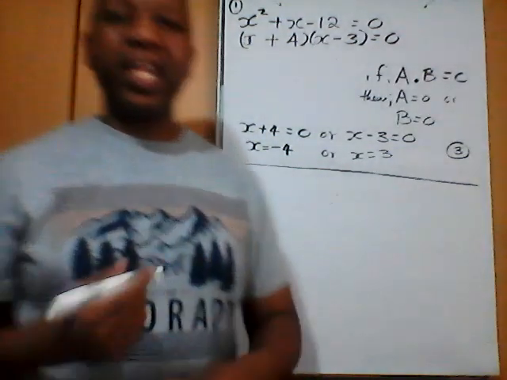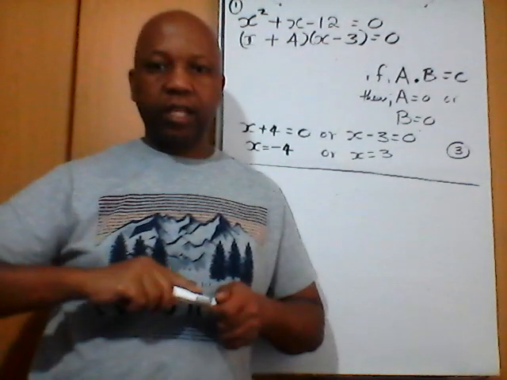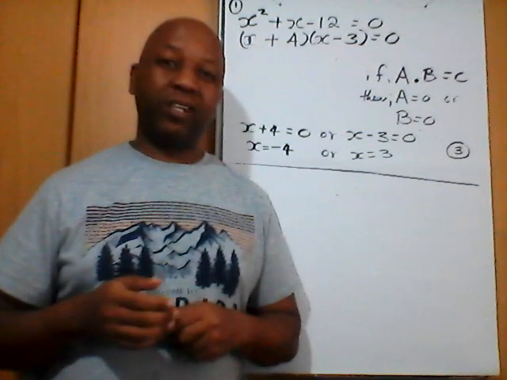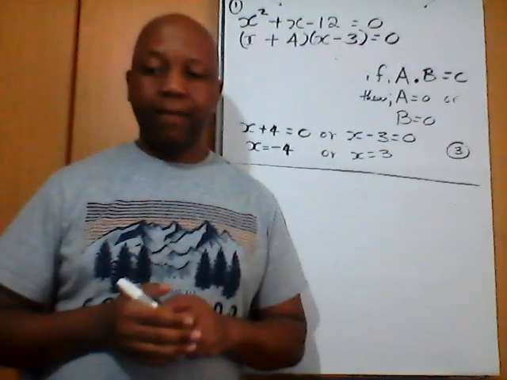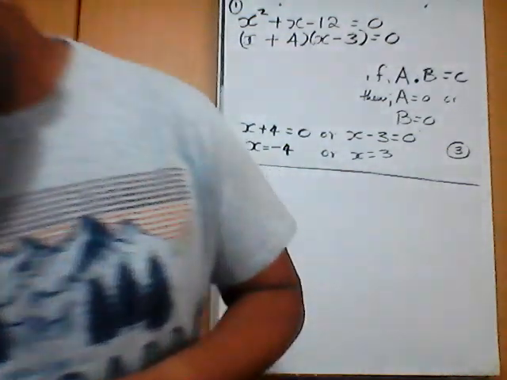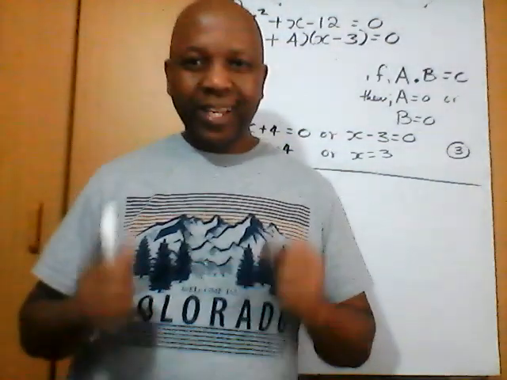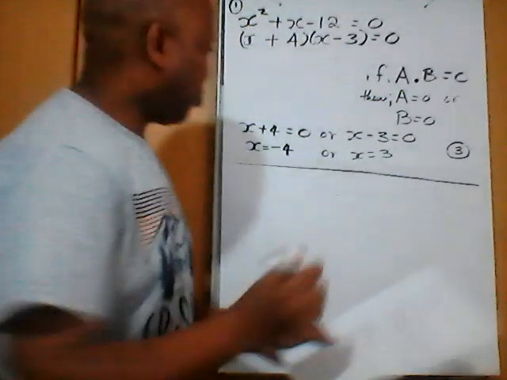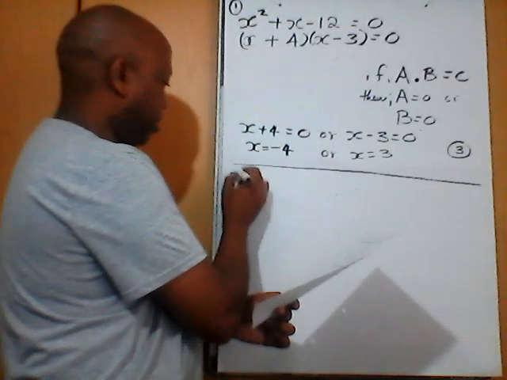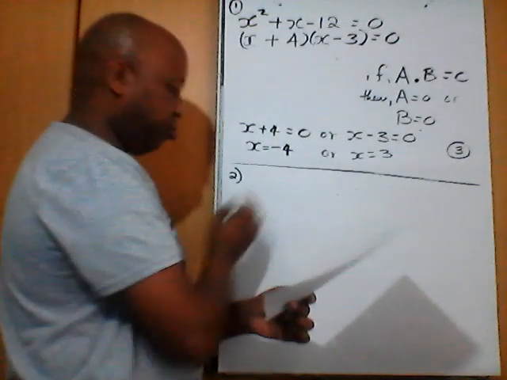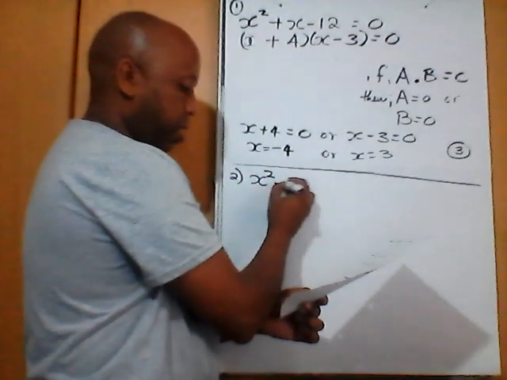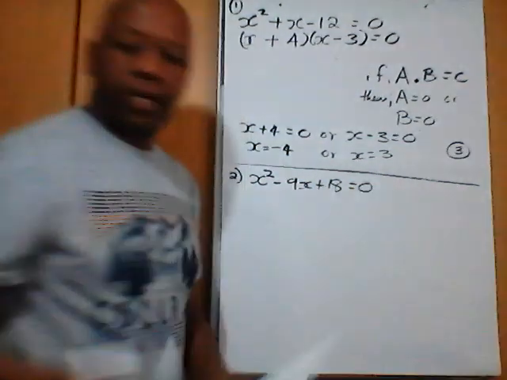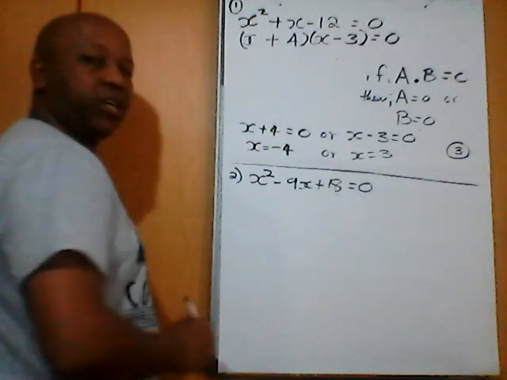Because I'm explaining it and everything, you can tell that it took me a good 4 minutes to do that question, but literally we can do this in under a minute. Let's try the second one and see if we can do that. Challenge, let's do it. Number 2 says x squared minus 9x plus 18 is equals to 0.